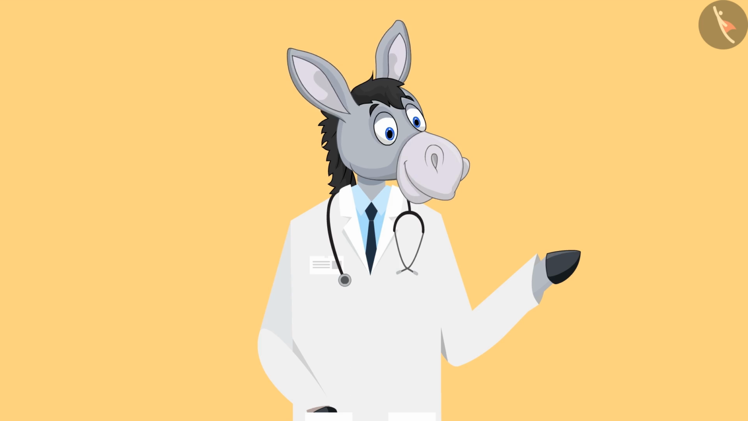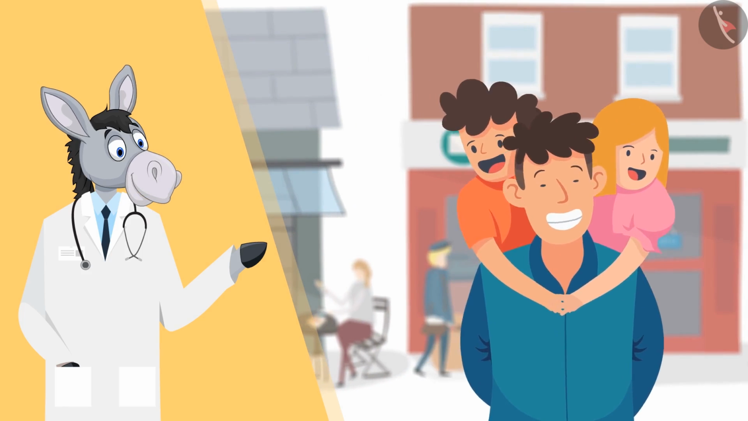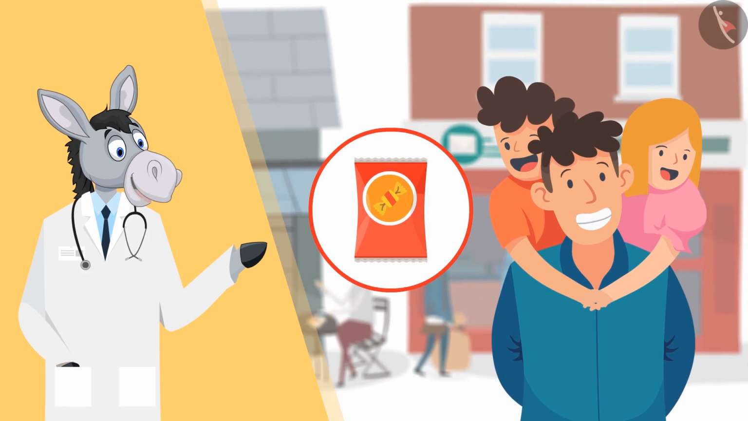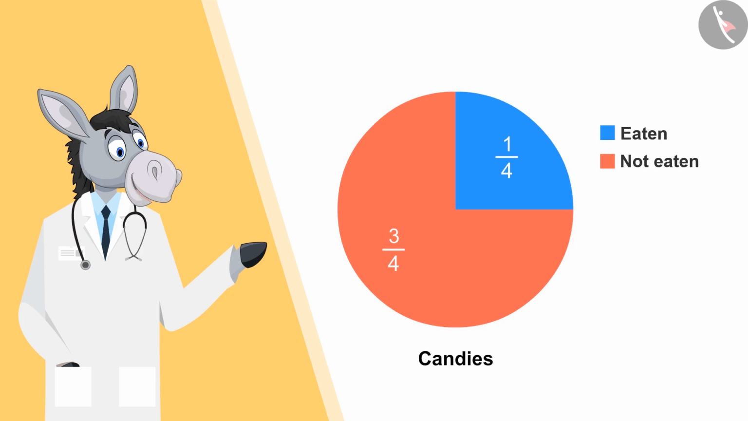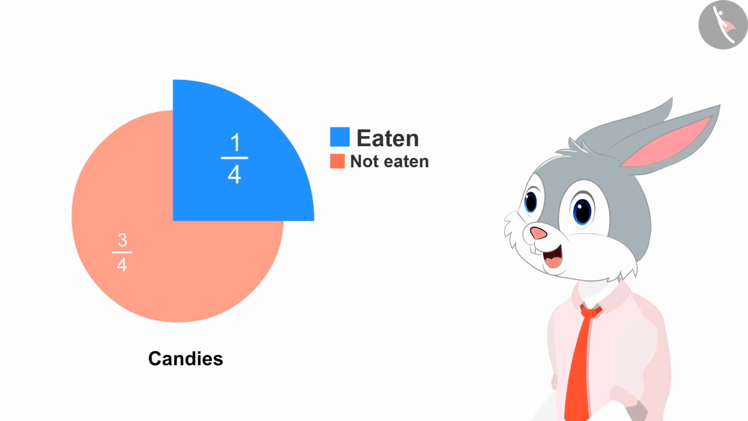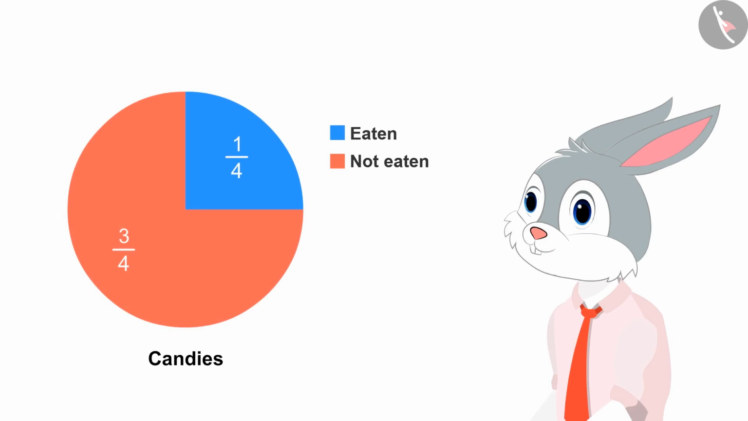Yes, right. Now let's look at some more examples to clear this misconception. Father of Bimla and Chandu has bought a packet of candy. It contains 40 candies. Now look at this pie chart to find out how many candies have been eaten by the kids. They ate 1/4. That is 1/4 of the candies. So 1/4 of 40 is 10. So children ate 10 candies.